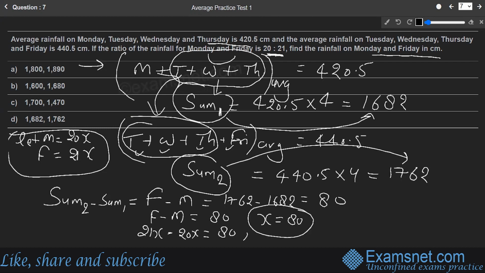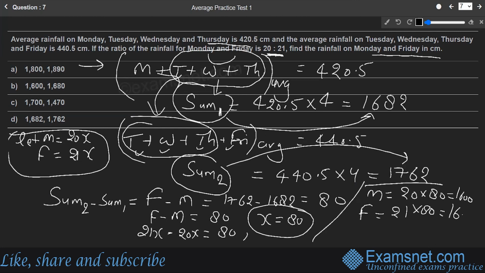What we are supposed to find, he has said, is the rainfall on Monday and Friday. So with x equal to 80, Monday's rainfall is going to be 20 into 80, which is 1600 centimeters. What about Friday? It was 21x, so it will be 21 into 80. How much is that? 21 into 80 gives us 1680. So these are the two rainfalls for Monday and Friday respectively, 1600 and 1680. Let us see where it is available. It is available in option number B and becomes the right answer.